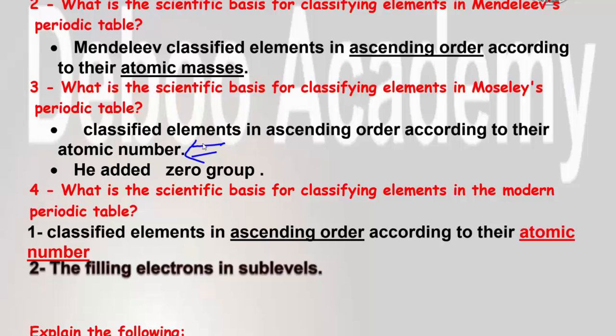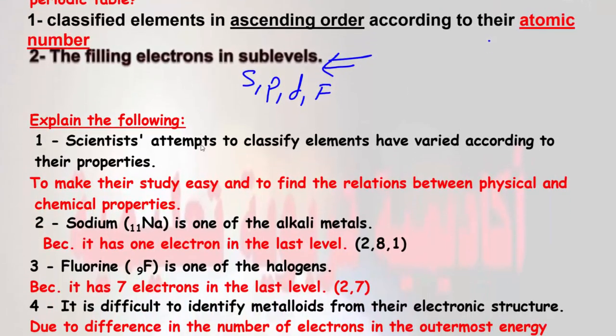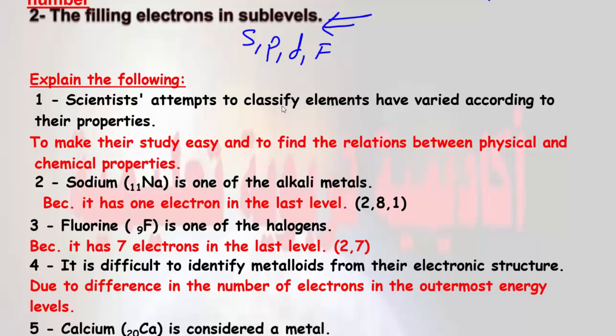What is the scientific basis for classifying elements in the modern periodic table? We said it before. Ascending order according to atomic number and filling electrons in sub-levels. We see the sub-levels S, P, D, and F. And also after this, we divide into blocks. Explain the following. Scientists' attempts to classify elements have varied according to their properties, to make their study easy and to find the relation between physical and chemical properties.